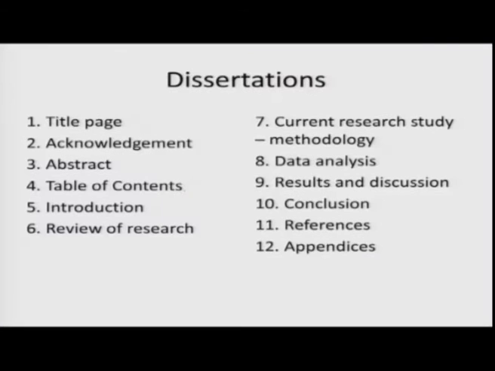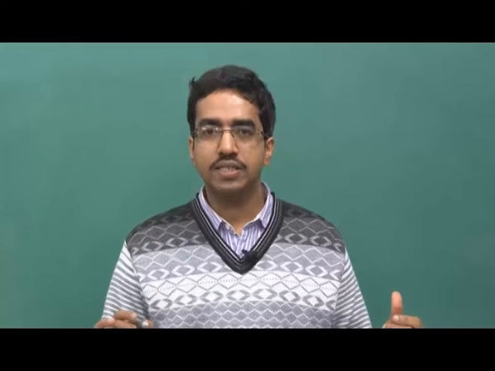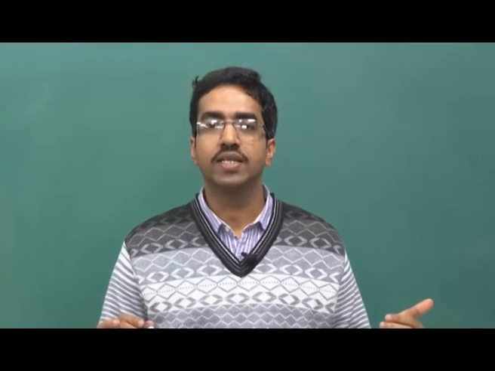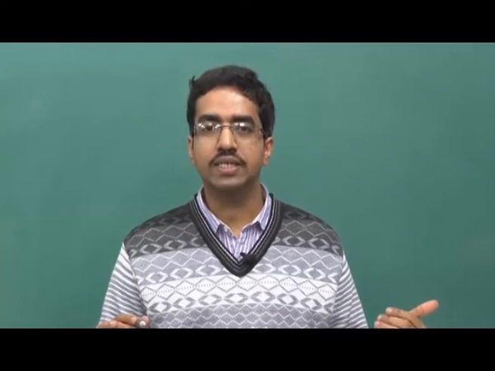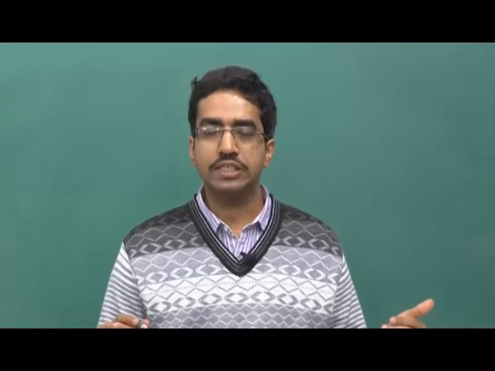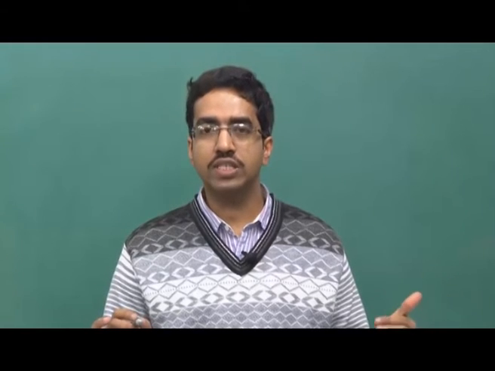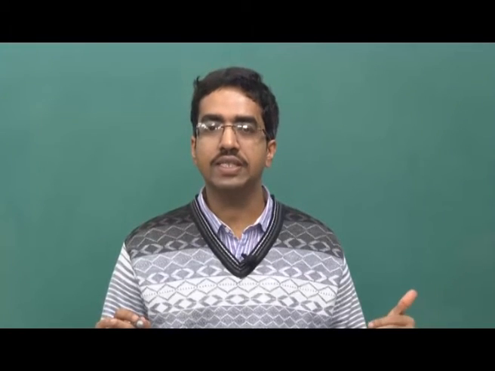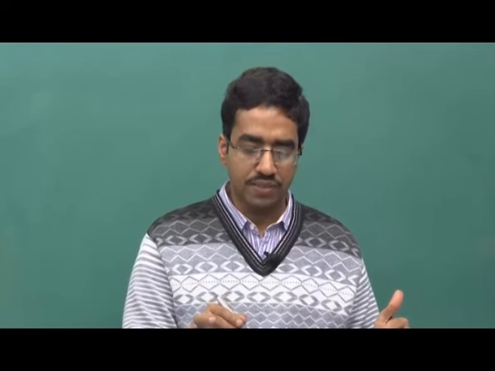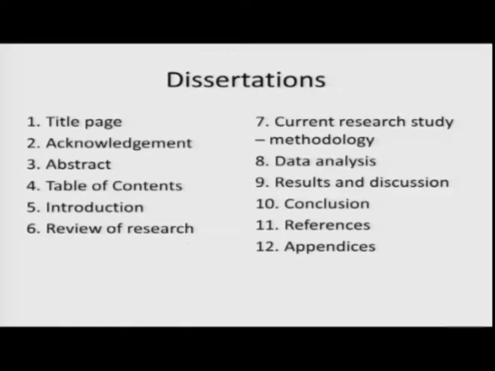Then you have the table of contents. Note here that a dissertation is expected to be fairly long, something like at least 250 pages, having many chapters, subsections and so on. So, you need to have a table of contents indicating all these chapters, sections, subsections and the page numbers. And then you move into what we call the main body, which includes introduction, review, methodology, data analysis, results and conclusion.